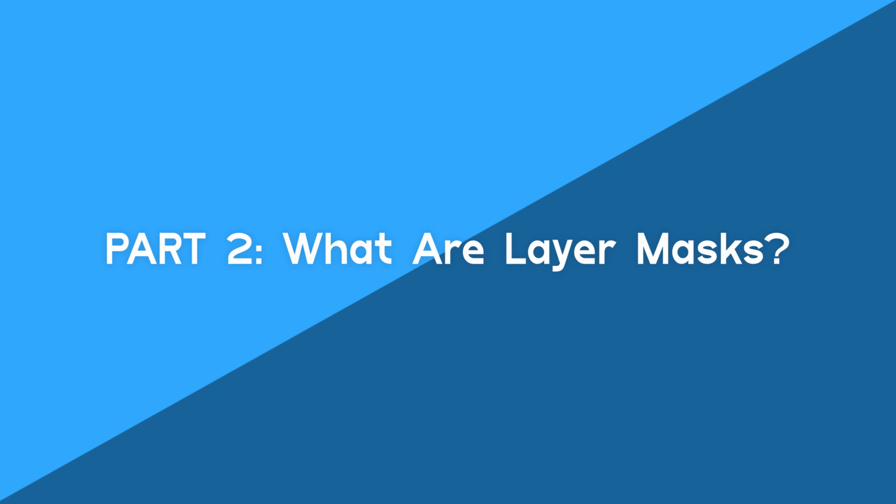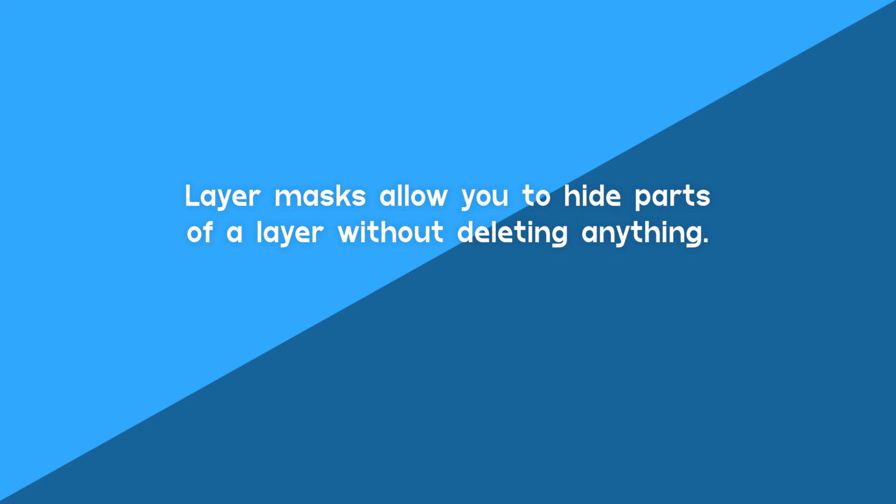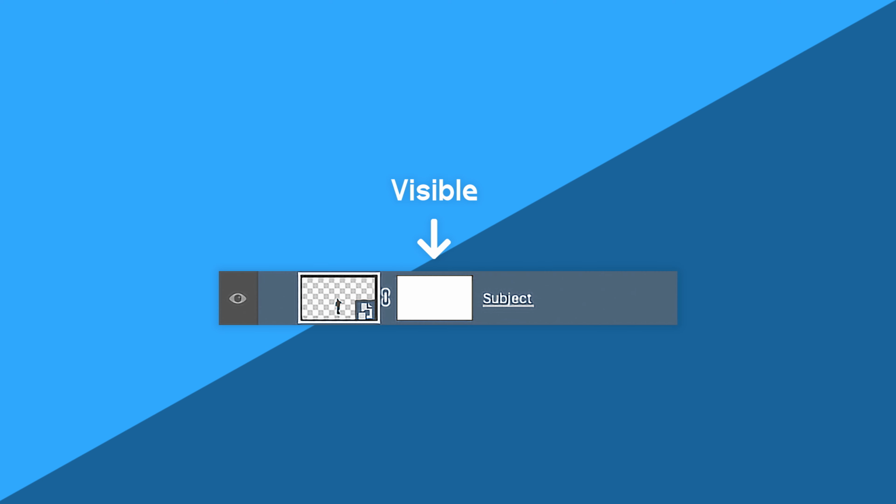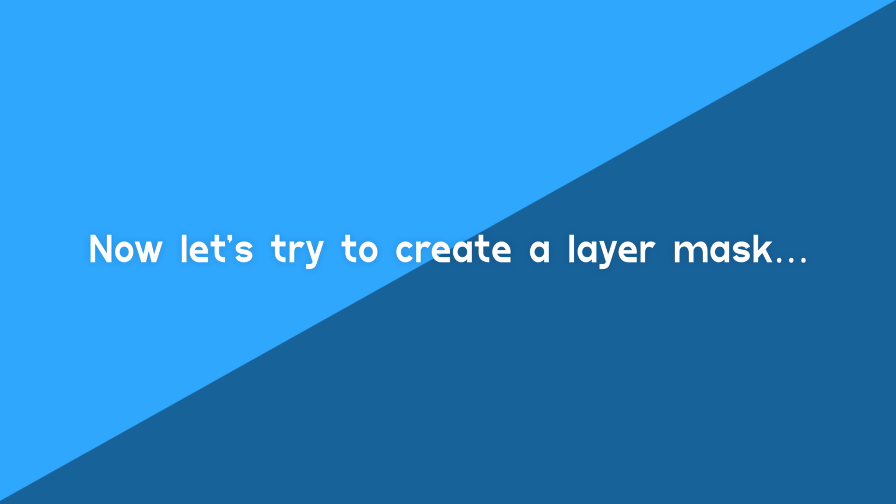Part 2. What are layer masks? Layer masks allow you to hide parts of a layer without deleting anything. They're a non-destructive way to control visibility, and here's how they work. The color white on a mask means the layer is fully visible. The color black on a mask hides part of the layer. And the color gray on a mask means partial transparency. Now, let's try to create a layer mask.